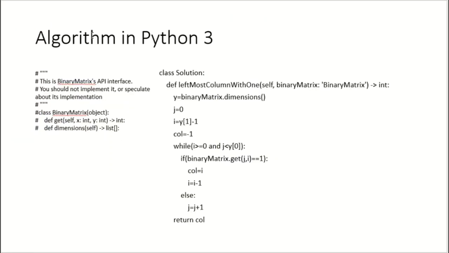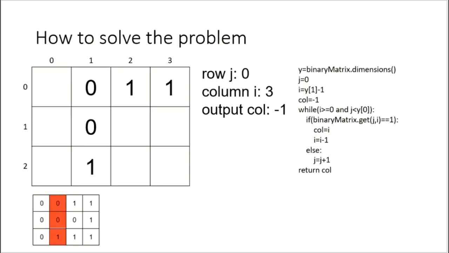So this is the algorithm that I came up with in Python 3 to solve this problem. To explain this algorithm, I'm going to use an example. Initially, we don't know anything about the matrix, but I'm going to use this matrix as an example. To begin with, let's set the row to 0 and the column to 3 to access it from the top right. And the output column is initially set to -1 because I don't know if I have any 1s in this matrix.